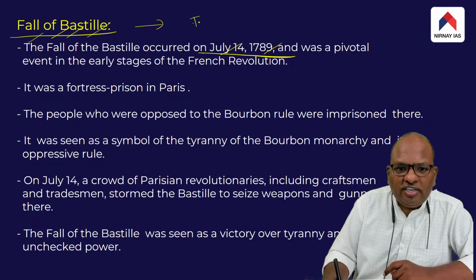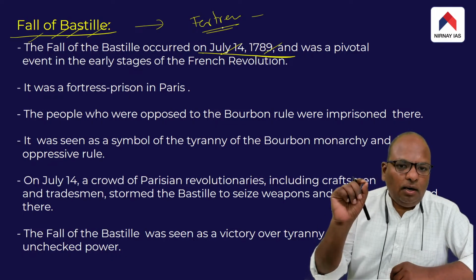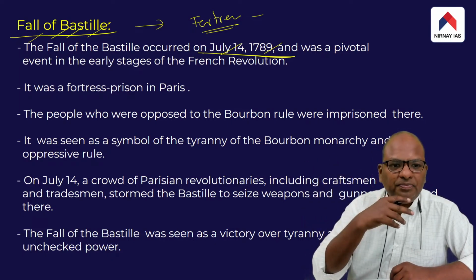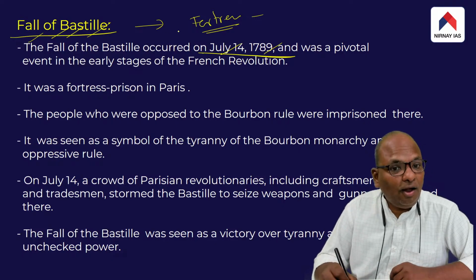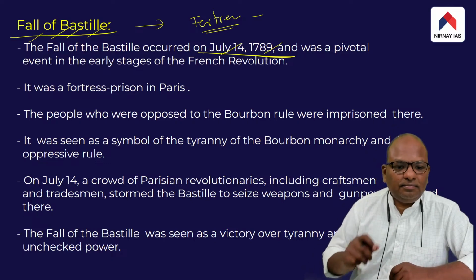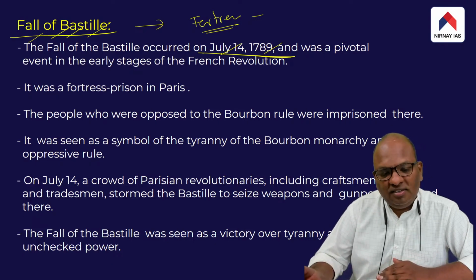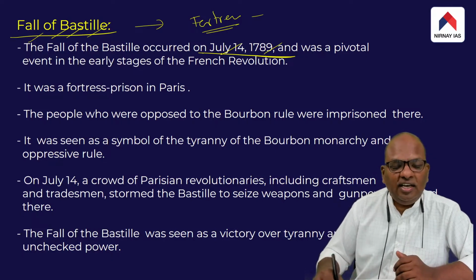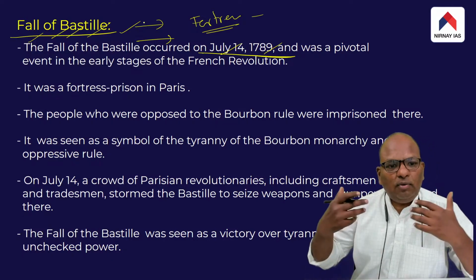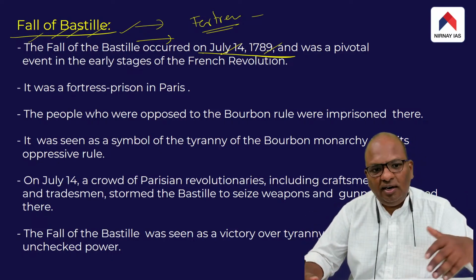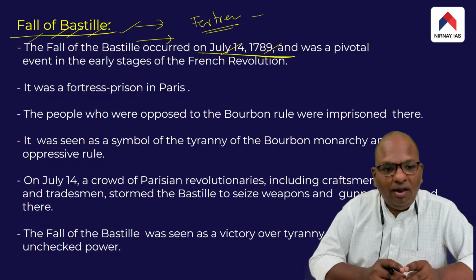Bastille was basically a fortress, a prison cum fortress located in Paris. The Bastille was viewed by the commoners as a symbol of the Bourbon tyranny, because those people who were opposed to Louis were imprisoned and tortured at Bastille. Therefore the commoners viewed Bastille as a symbol of the Bourbon tyranny.